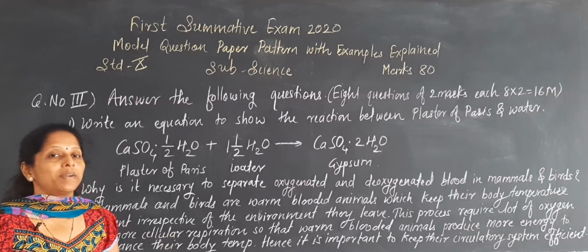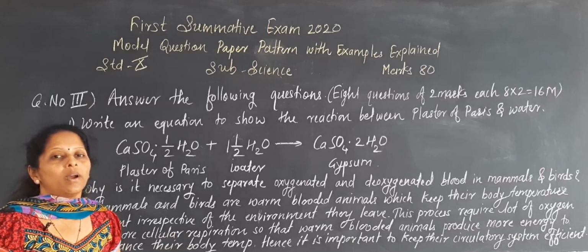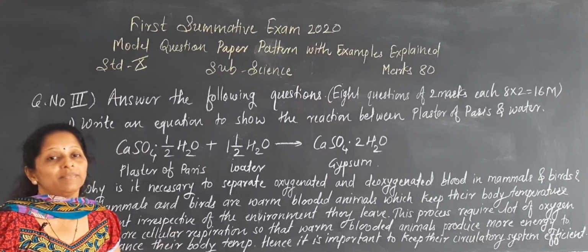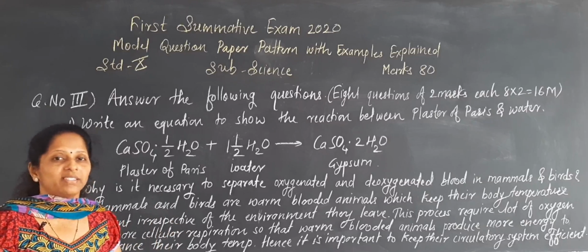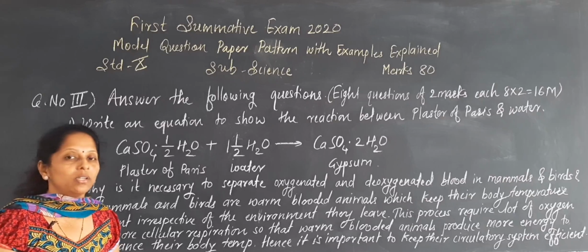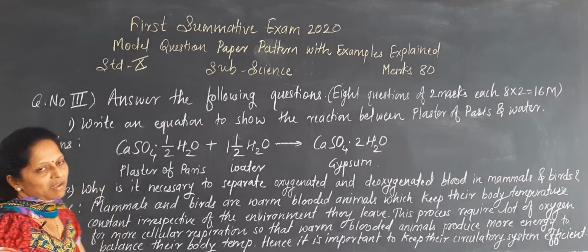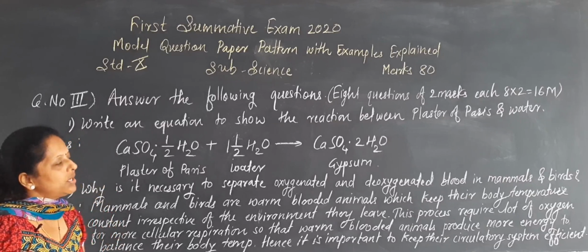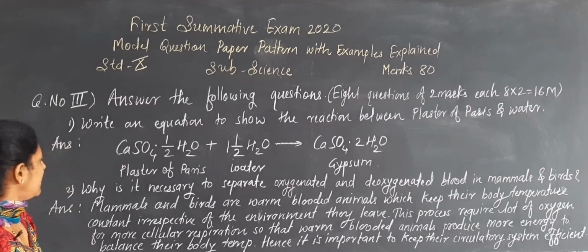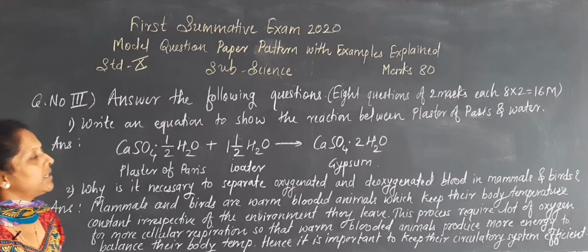Whenever acids react with bases, water, metals or non-metals, what the products are in all those different reactions is very important, so you should write and practice all those equations. This was one example: write an equation to show the reaction between plaster of Paris and water. The next one is: why is it necessary to separate oxygenated and deoxygenated blood in mammals and birds?